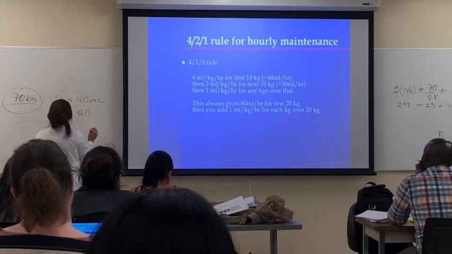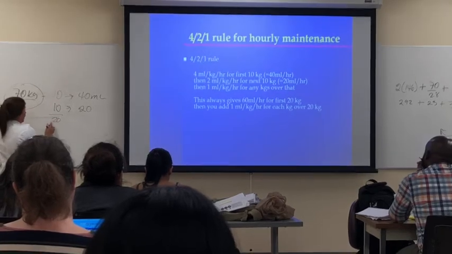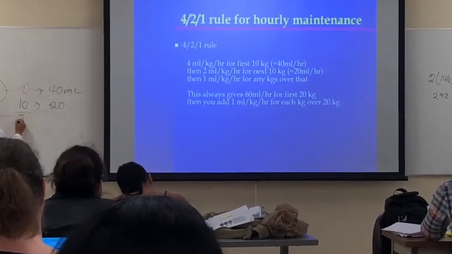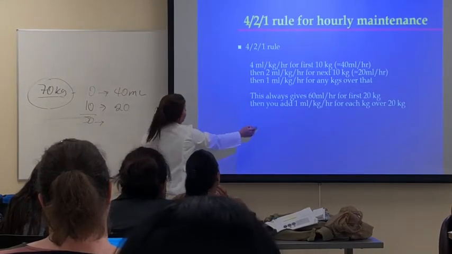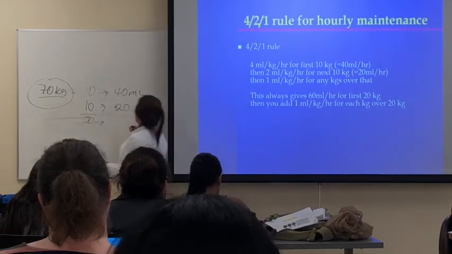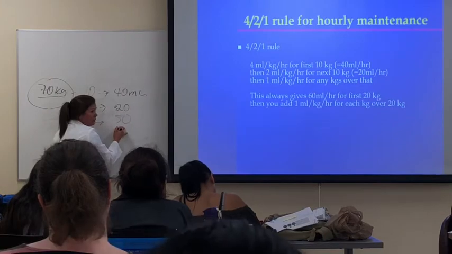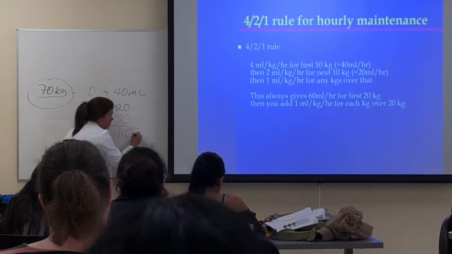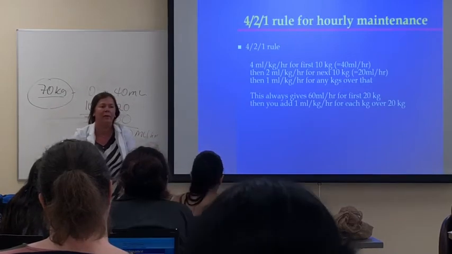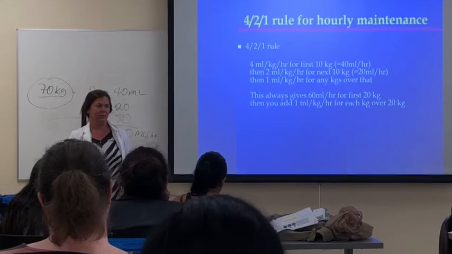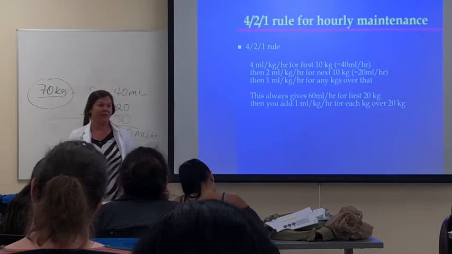So far I have only 20 here. I have 70 kilograms, so I'm missing 50. For the rest, after the 20, I do 1 mL per kilo per hour, so that's 50. So I have 40 plus 20 plus 50, which is 110 mL per hour. You would never put the patient on 110 mL per hour, you'd use 100 mL per hour. This is easier to remember, but there's one coming that is easier than that.